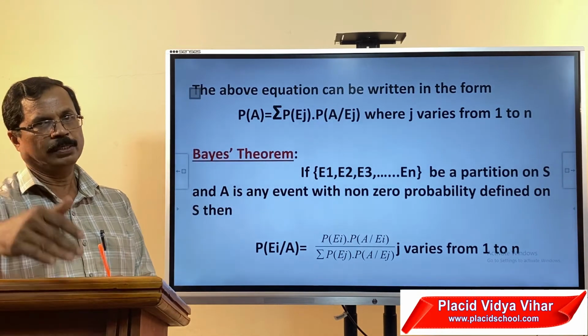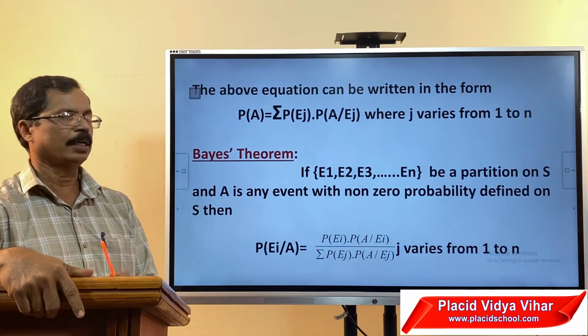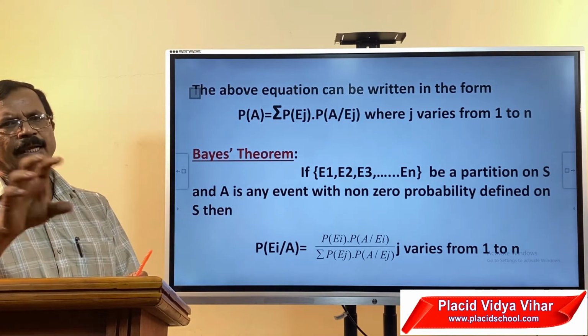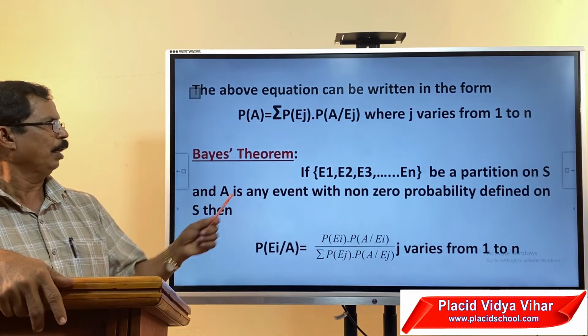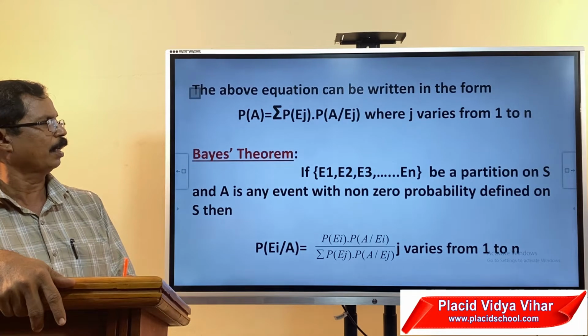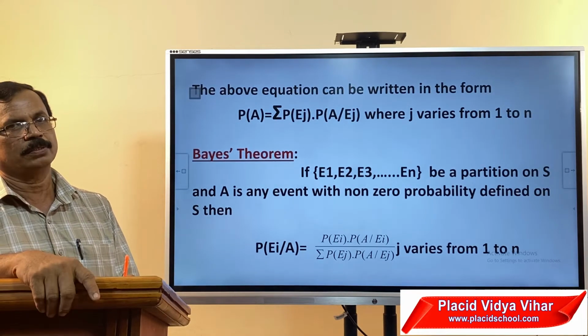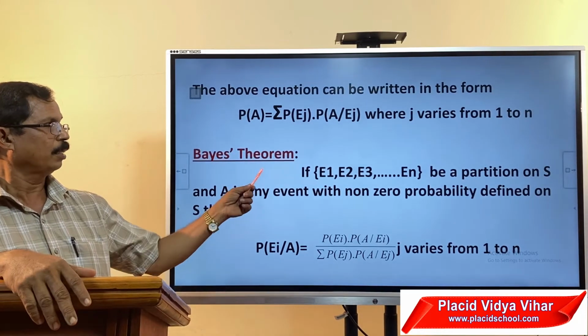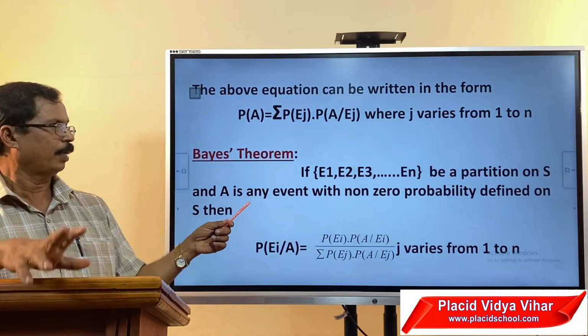Now, based on this, we are going to study another theorem, that is Bayes' theorem. Look at this. You take a collection of events. If E1, E2, E3, etc. En be a partition on S. That is important. You study what is partition and keep in mind the meaning of partition.